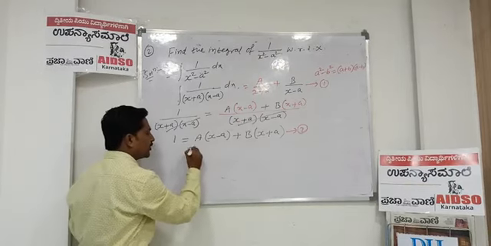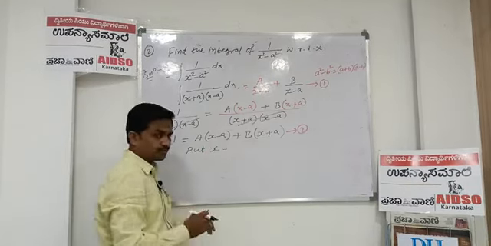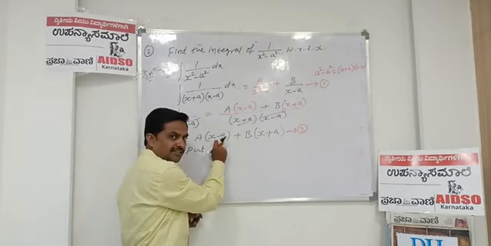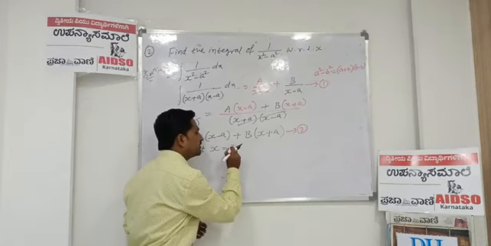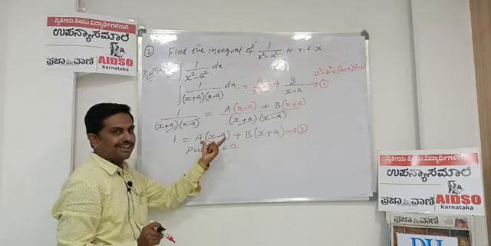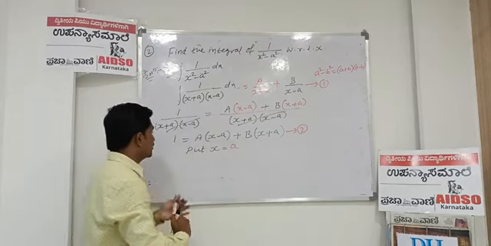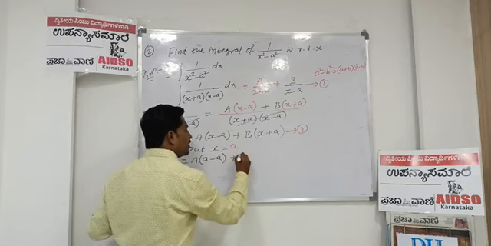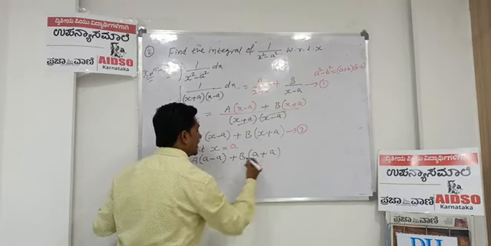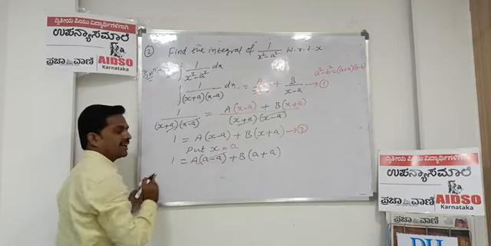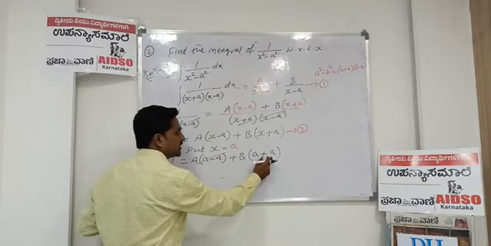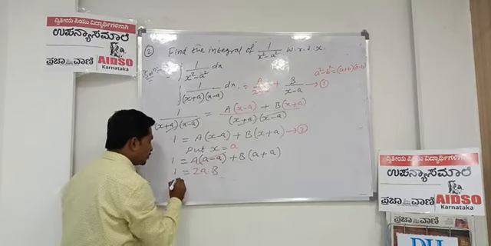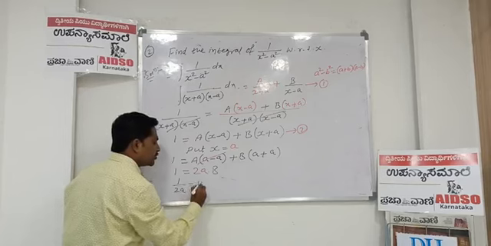Now let us go on. First we have to cancel one part, so put x equals a. The part with A gets totally cancelled, and we get the value of B. So 1 is equal to A into a minus a plus B into a plus a, and this part is entirely cancelled. 1 is equal to 2a into B. So 1 divided by 2a is equal to B.